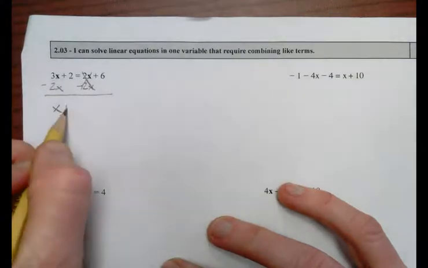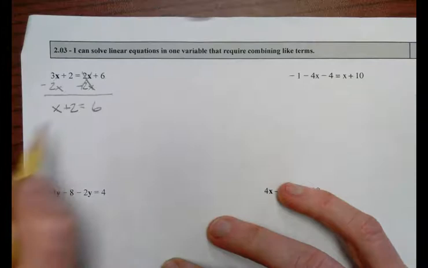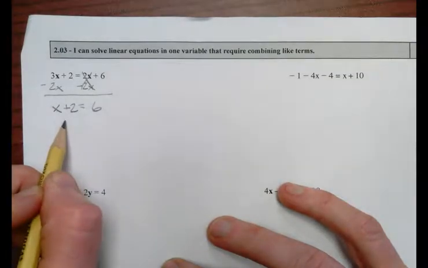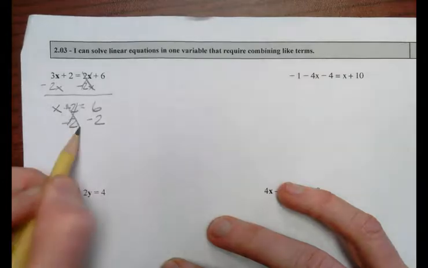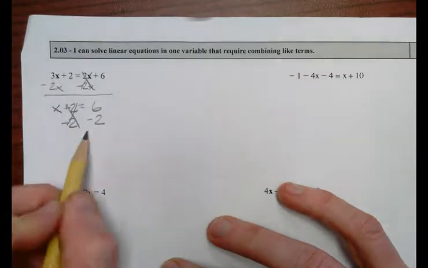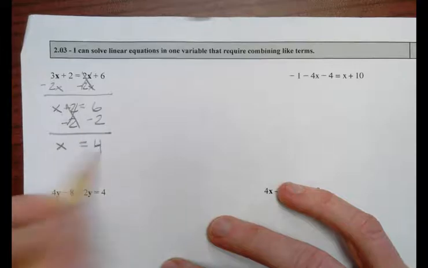plus 2, and a plus 6. So I need to eliminate this 2. I want x by itself. So we're going to remove 2 from both sides. 6 minus 2 is 4. Okay.